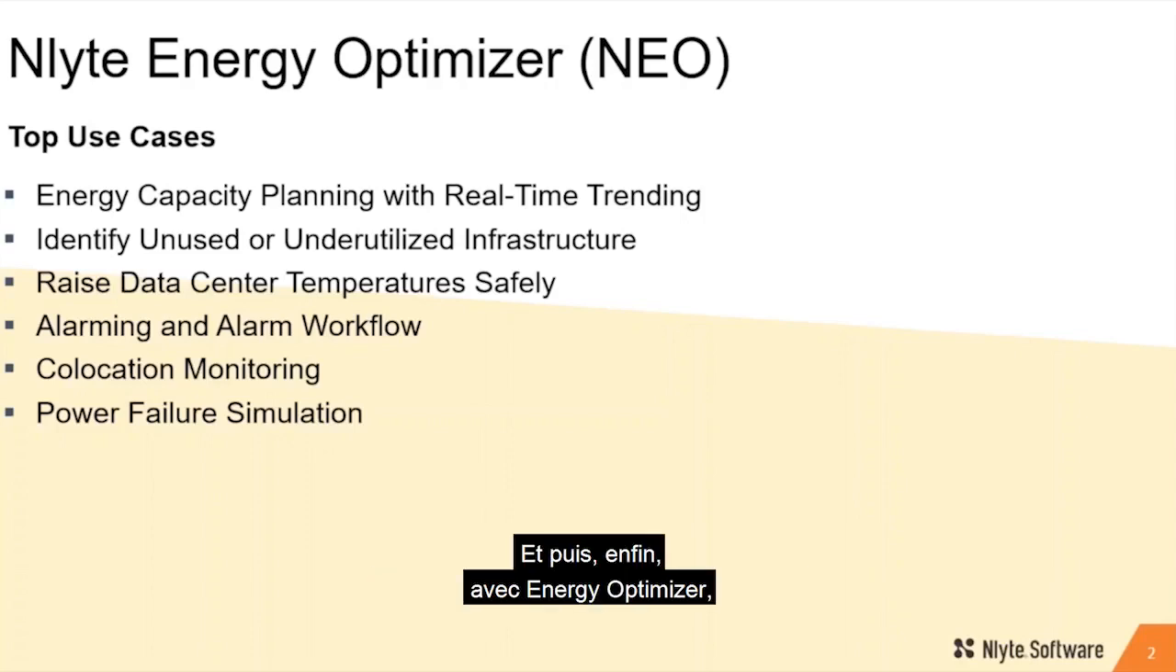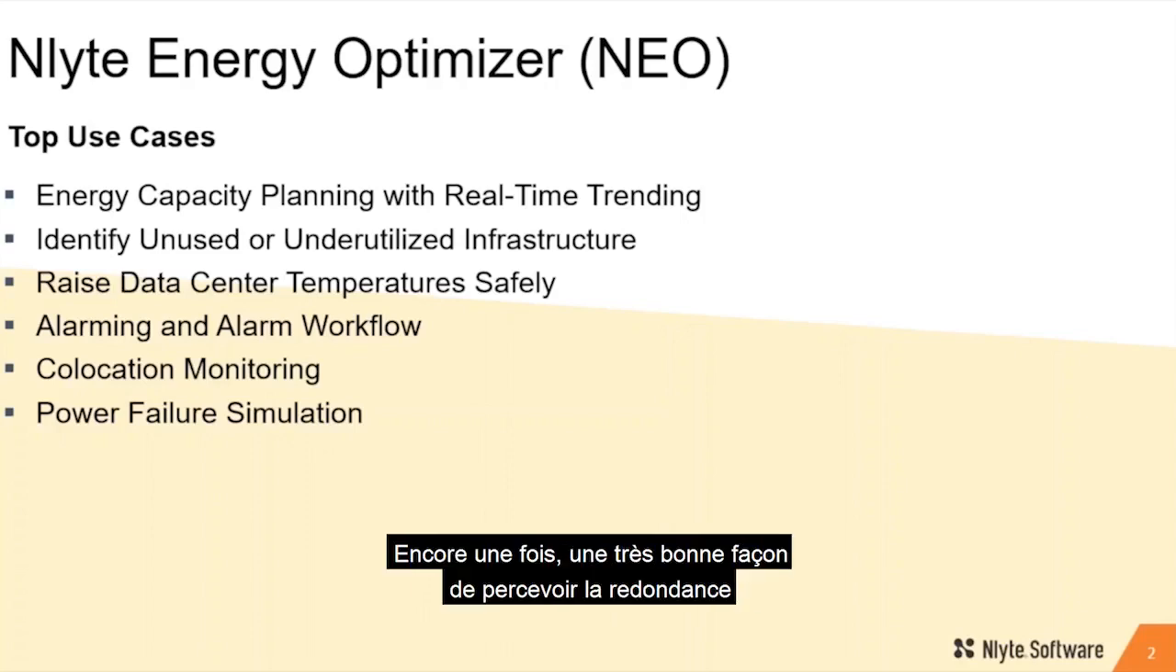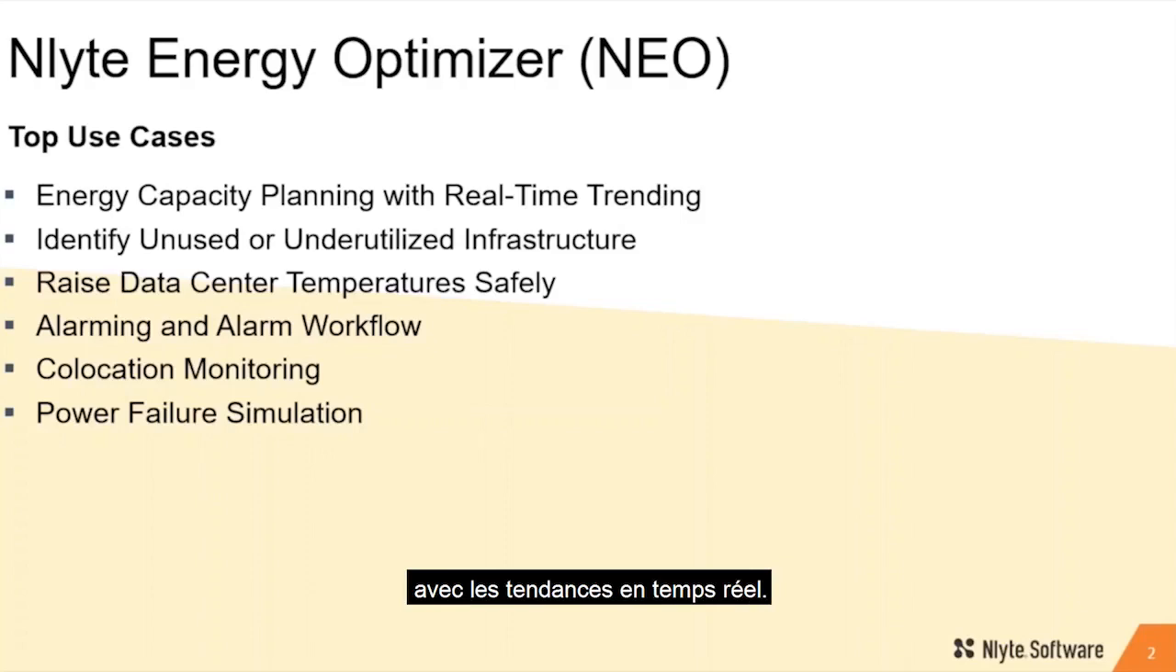And then finally, with Energy Optimizer, we'll finish up with power failure simulation, how you can actually look at your power chain and selectively fail different pieces of equipment to see what would happen if the A side would fail over to the B side and so on. Again, a very good way to look at the redundancy within your power network. So let's get started. We'll begin with energy capacity planning and real-time trending.